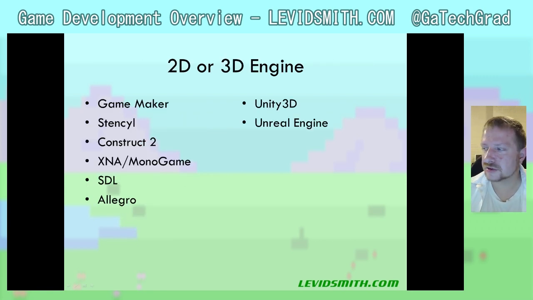So some of the engines that are available for people to use. For the 2D engines, you have Game Maker, very popular, Stencyl, Construct 2, XNA or MonoGame, SDL, and Allegro. And also there's 3D engines. The two most popular ones are Unity 3D or Unreal Engine.